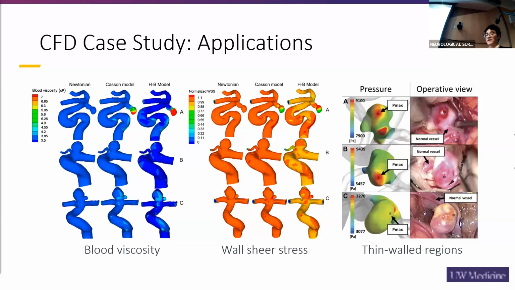Another thing that CFD can be utilized for is to predict thin-walled regions, which is this third image here, also from a study. And thin-walled regions are thought to be areas of elevated rupture risk. In that interesting study that I mentioned, neurosurgeons were asked to identify thin-walled regions visually from an intraoperative video. And CFD was used to calculate areas of max pressure and low oscillatory shear index to identify the thin-walled regions. They found that in about 82% of cases, the CFD pressure maps were consistent with what the neurosurgeons were able to visually identify using the intraoperative videos.